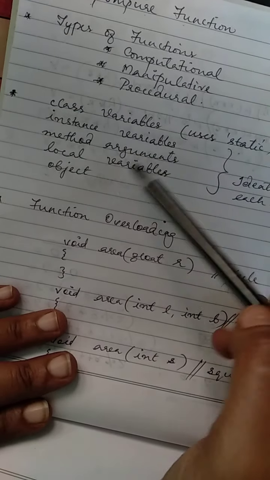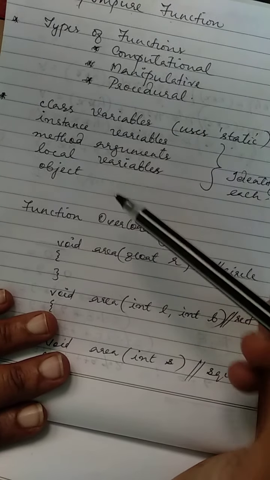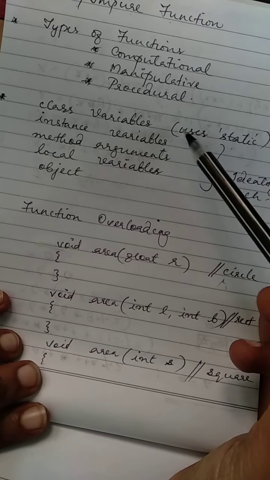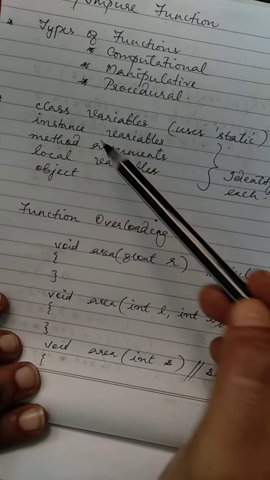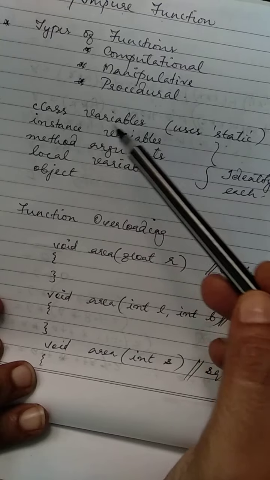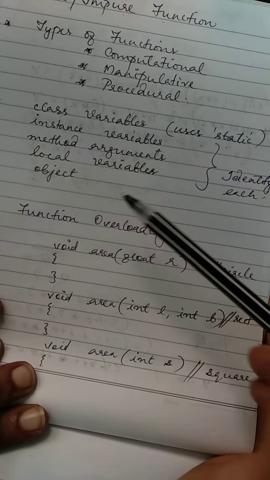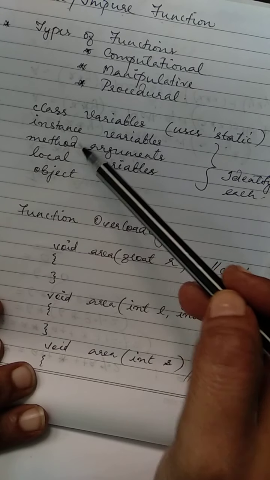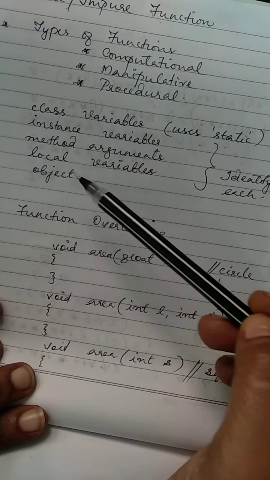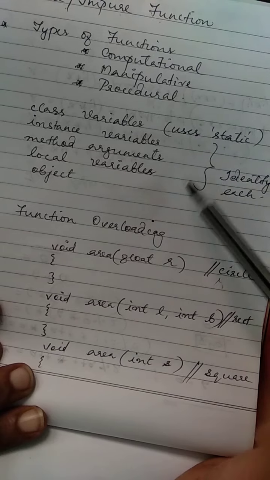Now this is important. Okay, a class and a program will be given, and you will be asked to identify these terms. Looking at the program, you have to identify what is a class variable, what is an instance variable, then what are method arguments. Method is also called a function. What are local variables, then name the object, etc. You will be asked to identify each.